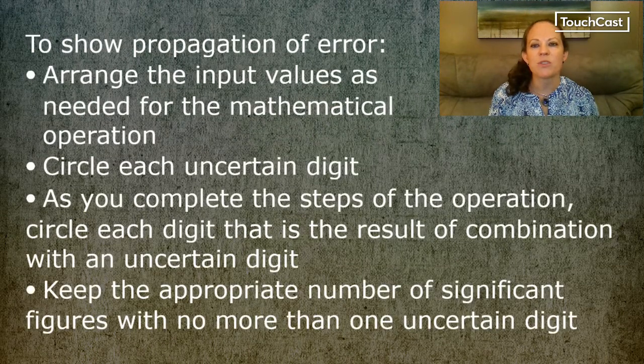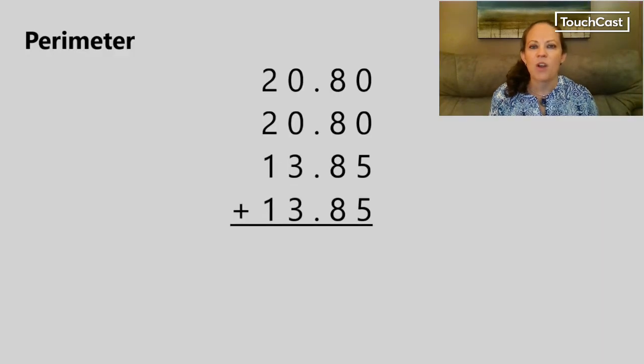So here's a quick example to show propagation of error. We're going to arrange our input values as needed for the mathematical operation. In this case, we'll find perimeter and area, so we will add the side lengths of our envelope and we will multiply them. We're going to circle each uncertain digit, and then as we complete the steps of our mathematical operation, we're going to circle each digit that's the result of combining a certain digit with an uncertain digit. And then at the end, we'll keep the appropriate number of significant figures with no more than one uncertain digit. So recall that perimeter is what we get when we add up the lengths of all of the sides of a figure.